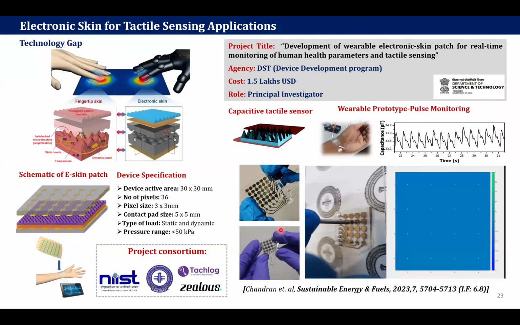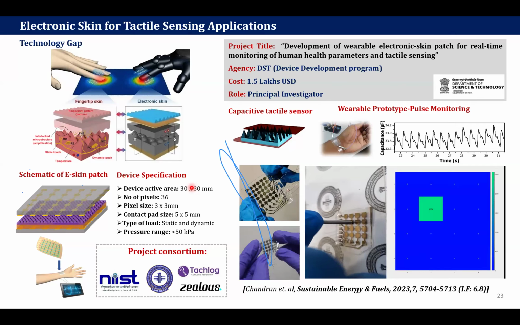Our interest expands to electronic skin as well, especially for tactile sensing applications. Mimicking human skin is very difficult, so that is a technology gap. We have a multitude of sensors. Basically, our interest is to develop tandem architectures. This is the development of a wearable electronic skin patch for real-time monitoring of human health parameters and tactile sensing, which is being funded by DST. In this project, we have developed various kinds of capacitive tactile sensors for wearable pulse monitoring applications.